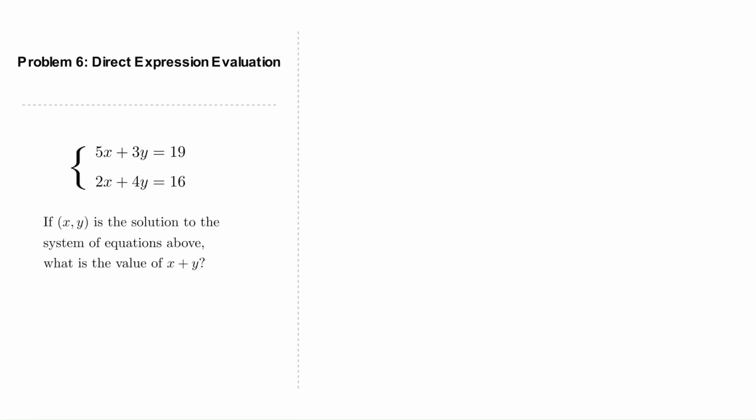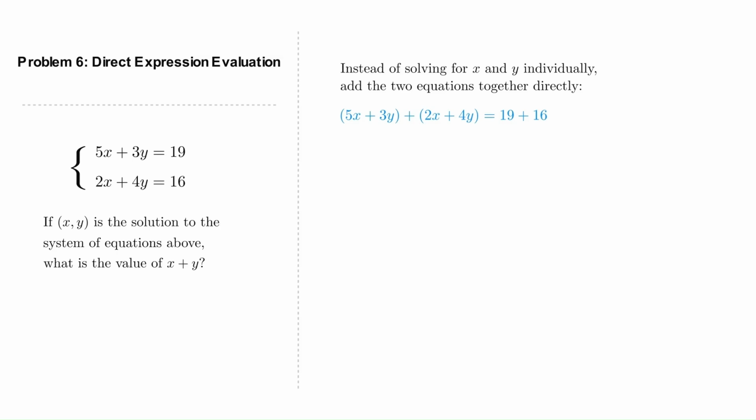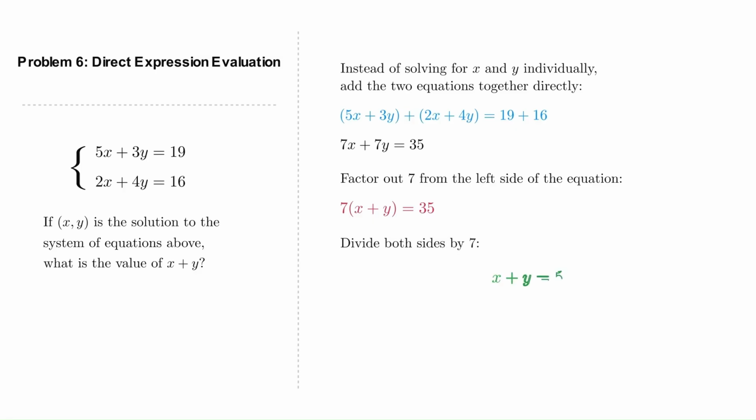Another common SAT system of equations problem asks to find the value of an expression like x plus y or any other linear combination from a given system of linear equations. Instead of solving for x and y individually, let's see what happens if we add or subtract the two equations together directly and then simplify like terms. Now we can find the value of the expression x plus y simply by factoring 7 on the left side of the equation, then dividing both sides of the equation by 7.